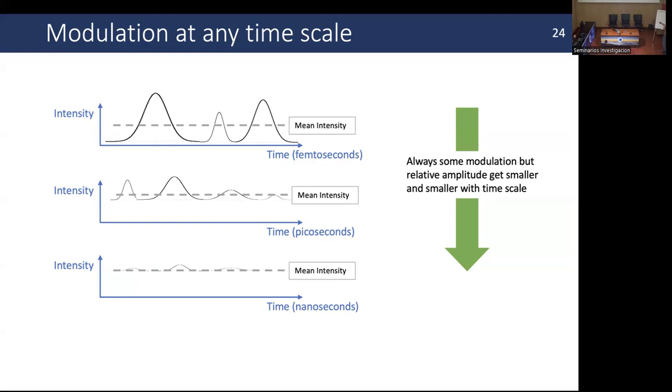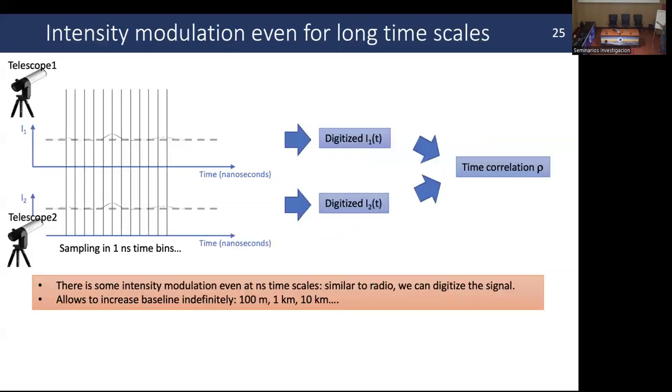So it still changes, but they are smaller. But there's always a modulation, even if in nanosecond scales, for instance. So what we do in intensity interferometry is we look at this kind of modulation in 1 nanosecond, typically, time beams, in 2 different telescopes. And if the telescopes are relatively close to each other, you see these modulations at the same time in both of them. You digitize, because now you're working with nanoseconds, so you can digitize. You digitize, and you look at the correlation in time of the 2 signals.